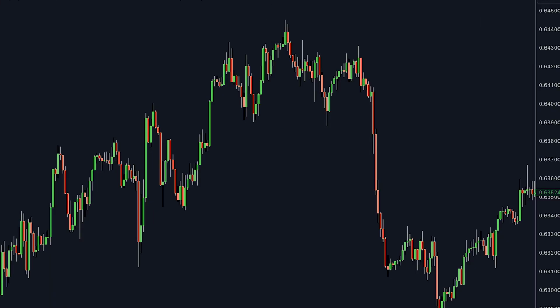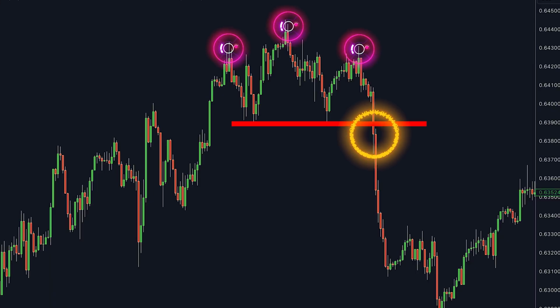Let me give you an example. As you can see here, if you wait for the pullback after the breakout, you will miss this trade. So both trading methods are good, but they have advantages and disadvantages. It all depends on you to choose the one that fits you the most.